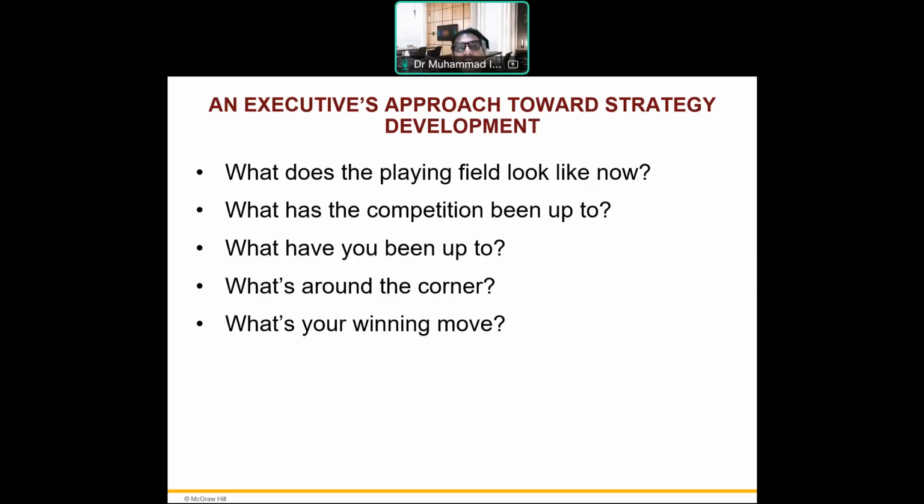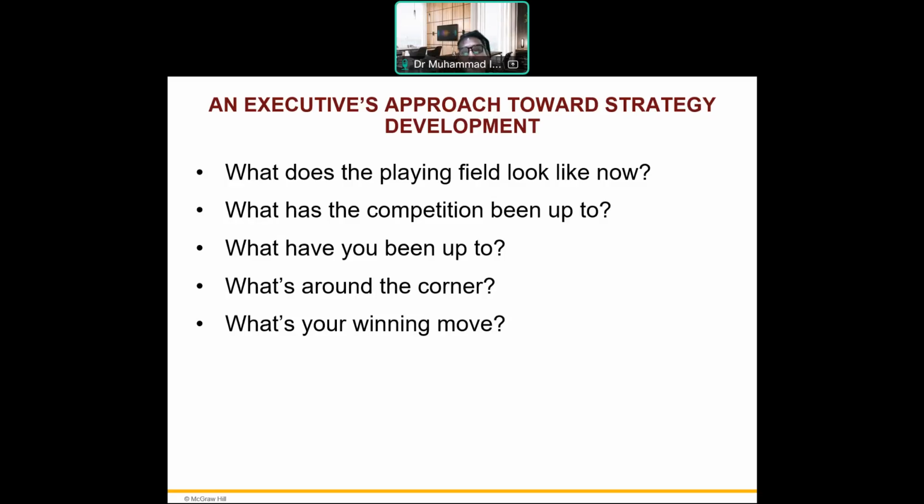Okay, so here is an executive approach toward strategy development. These are the questions you should ask yourself. The managers and CEO should ask themselves what the approach should be to develop the strategy. What does the playing field look like now? Which market are you going to introduce your product into? How does that market look, how many competitors, how many stakeholders are already working there?